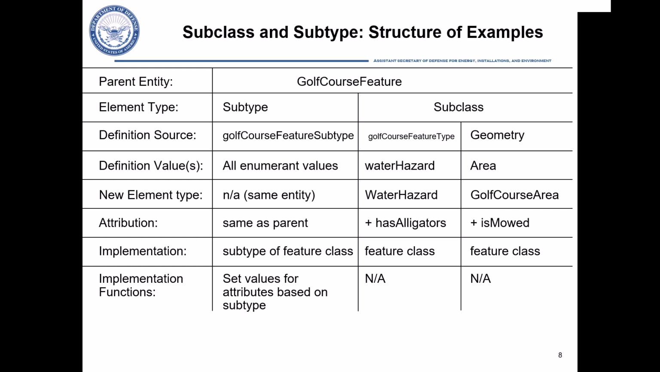For our attribute-based water hazard subclass, we simply specified golf course feature type as the basis attribute and water hazard as the basis attribute value. To the new entity that was created and represented as its own distinct feature class in Esri, we added the new required attribute named has alligators. For our geometry-based golf course area subclass, defined by the area value from the set of permissible geometries, we added an isMode attribute to the new entity that was created and represented as its own distinct feature class in Esri.